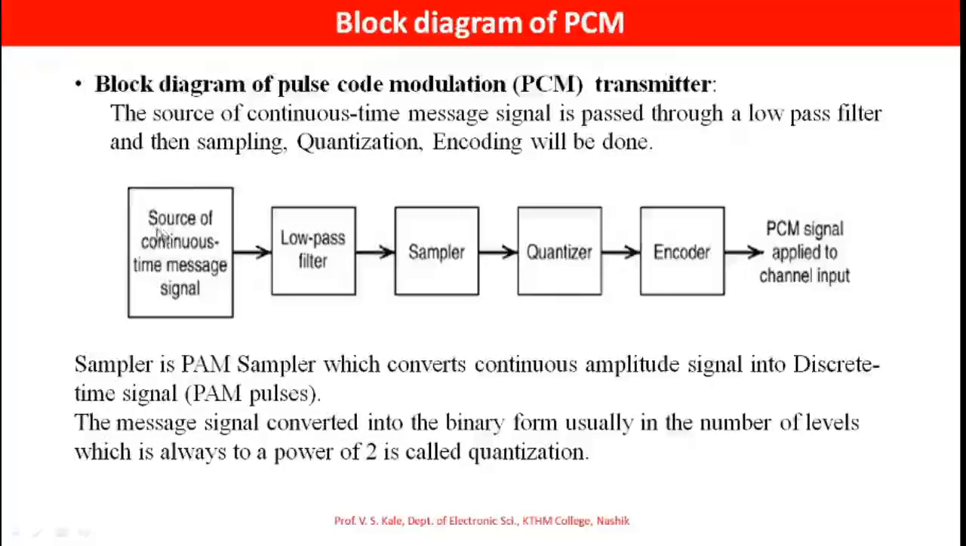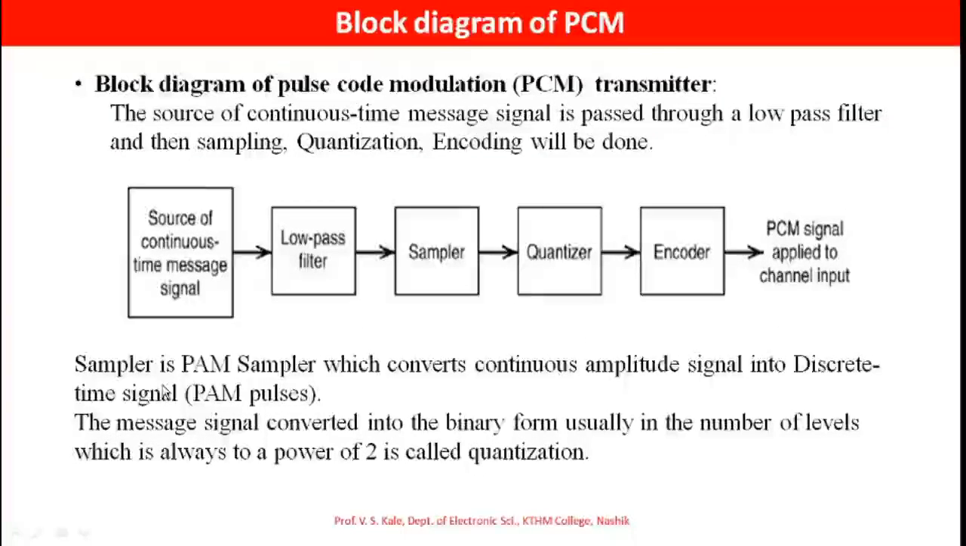The first block is source of continuous time message signal, that is original analog signal. The noise in that is removed by using a low pass filter. Next block is sampler, next quantizer, and last one is encoder, which generates the PCM signal which is applied to the channel input.